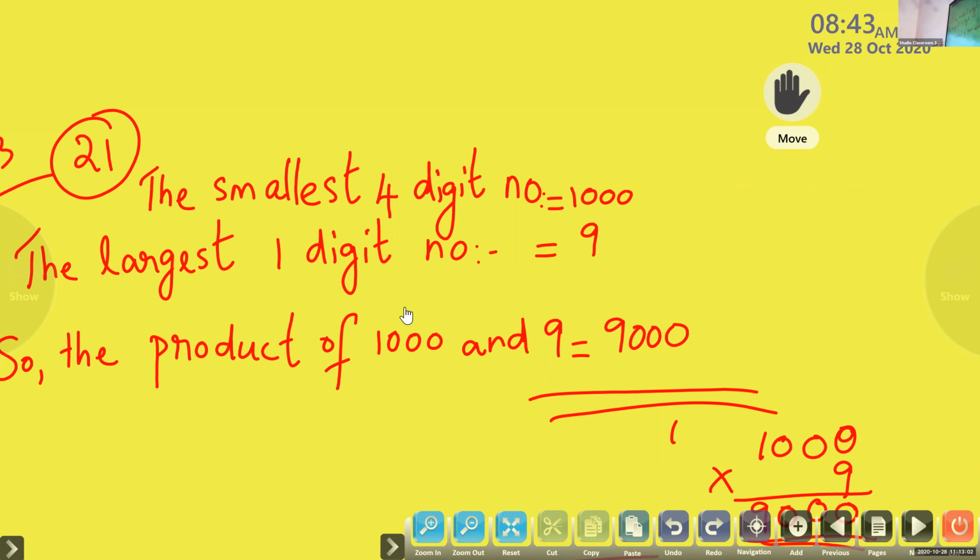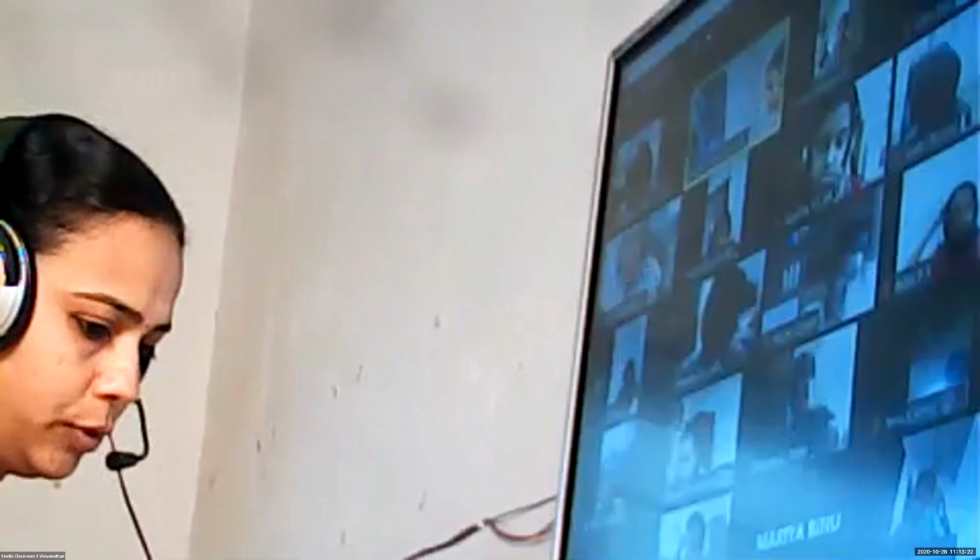The question, if you read it now, is easy. Without looking at the board, you can write everything. The smallest 4-digit number is 1000. Largest 1-digit number is 9. And the product is 9,000. Okay. So, Nainika, can you read the next question, number 22? Question number 22. Okay, ma'am.